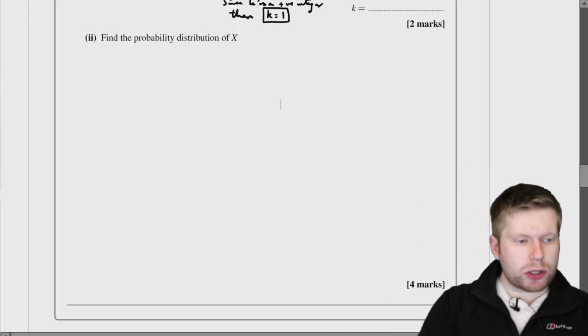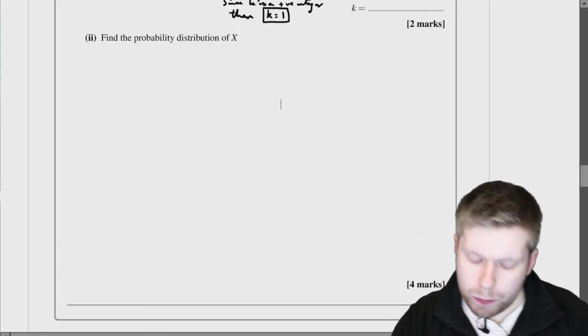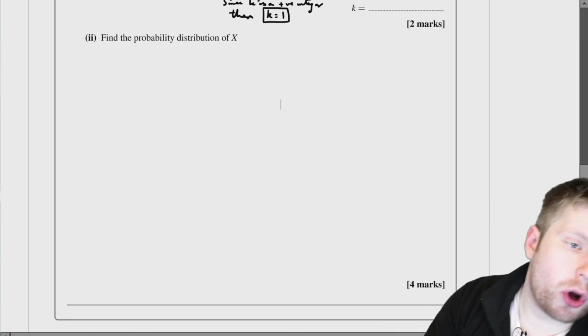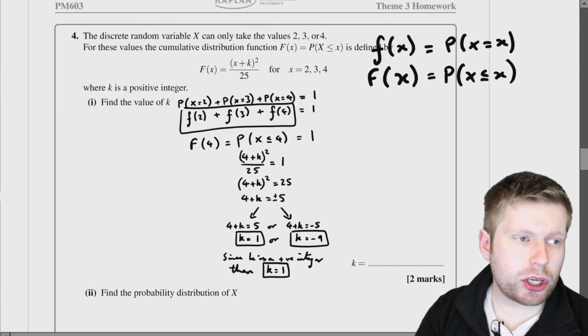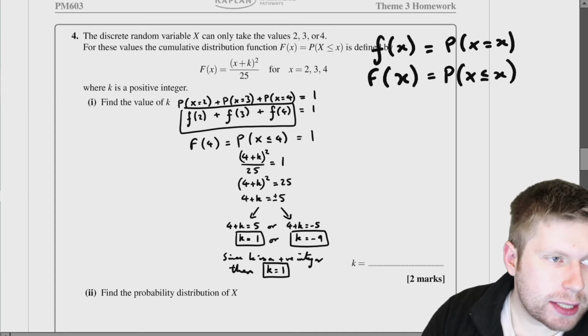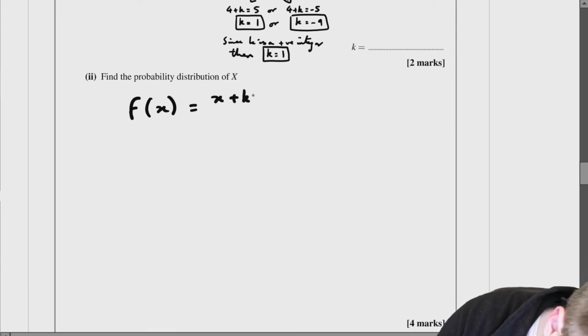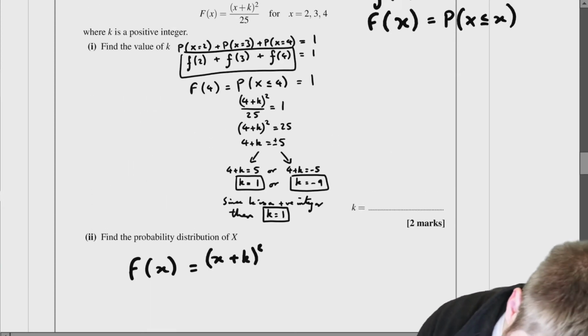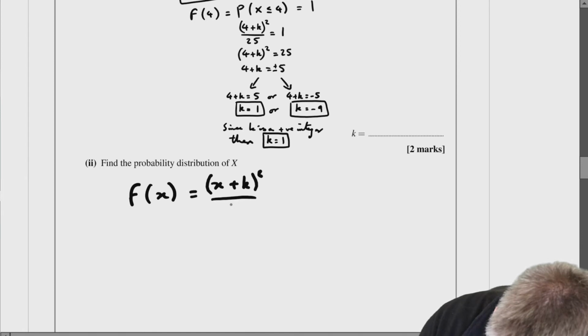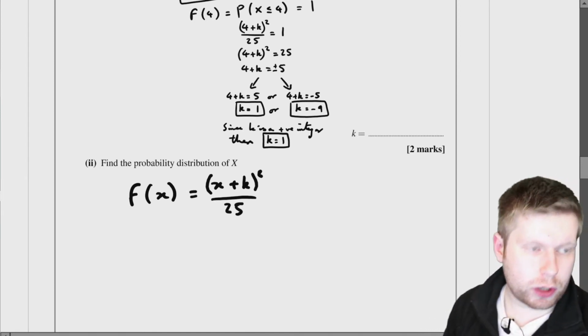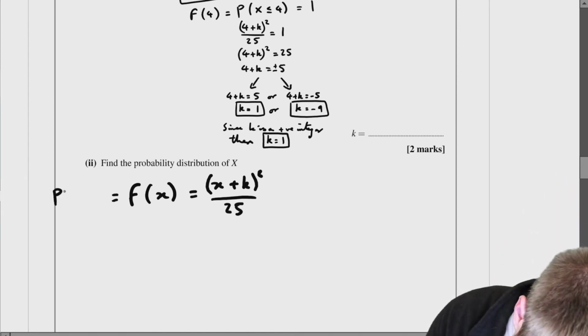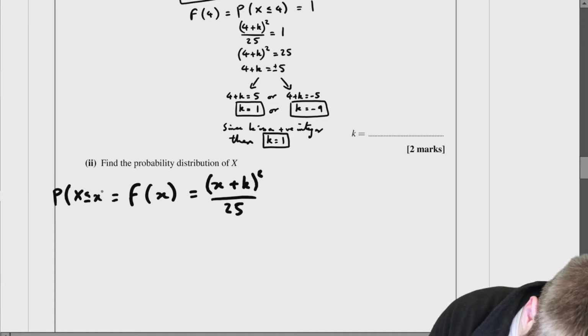So let's have a look at part 2 then. So part 2, we actually need to find the probability distribution of x. So we've been given the cumulative distribution function, so that's F of x, let me write it down here so we don't have to keep scrolling up and down. That's going to be x plus k all squared, and then I need to divide that by 25. Okay, so that's the cumulative distribution function. In other words, the probability that x is less than or equal to whatever value I'm sticking in.